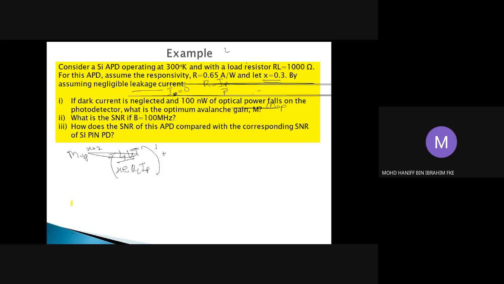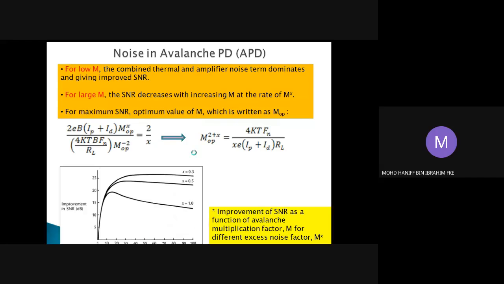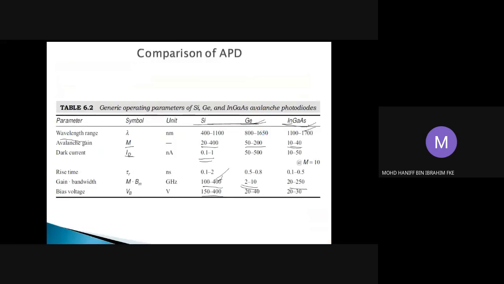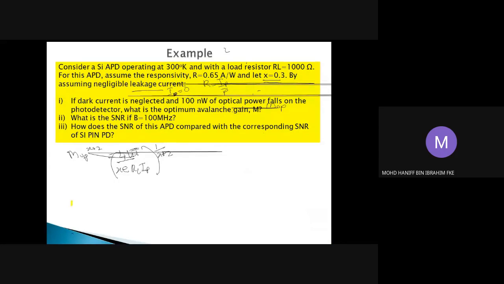Okay, so this is x plus 2, based on the previous equation that we have here. I am using this equation, in which ID is 0, so we just have IP there. And we have 4kT of Fn. In this particular question, we assume that Fn equals 1, because there is no information given on this noise figure. That should be the equation used. And for this, we substitute all the terms, with T being 300 Kelvin.